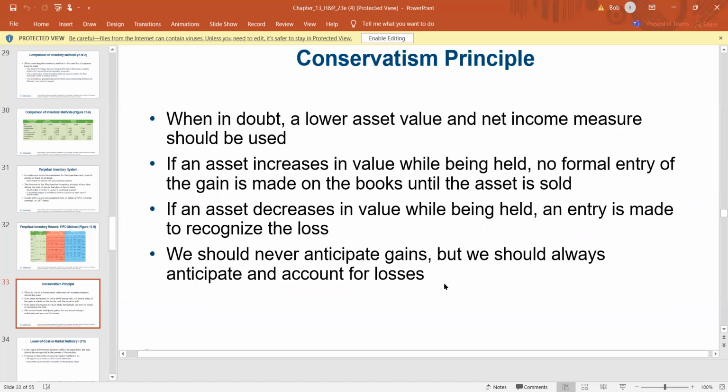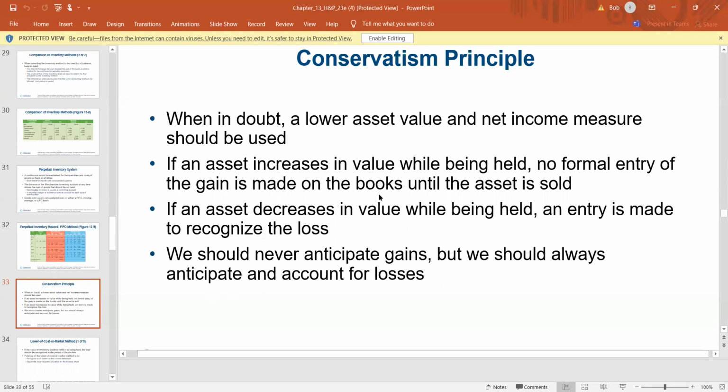I'm going to skip that. Okay, here's something to chat a little bit about. The conservatism principle. That is a generally accepted accounting principle. Remember that from chapter 1, GAAP? Conservatism basically says you must always report and anticipate a loss. You can never anticipate a gain. So when in doubt, a lower asset value and net income measure should be used. If the asset increases in value, no formal entry of the gain is made.